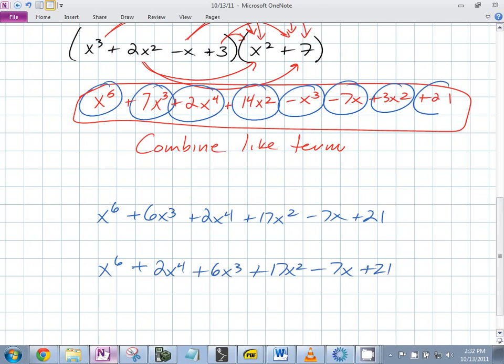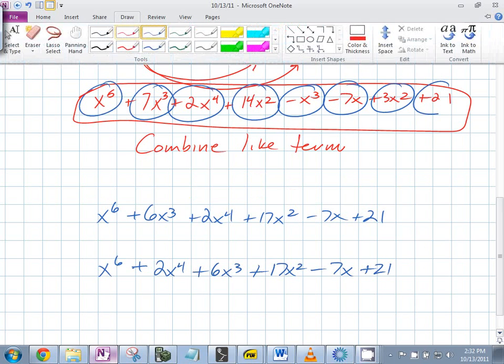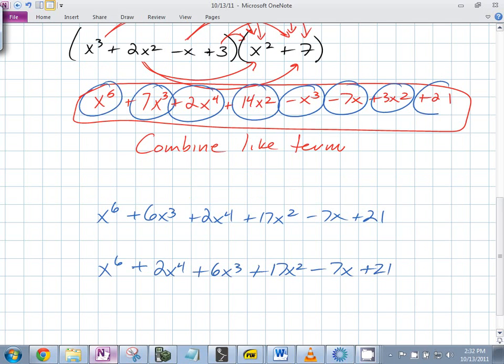So going back to what we had before, if we had this, a sub n x to the n plus a sub n minus 1, x to the n minus 1 plus, all the way down to a sub 1 x to the first plus a sub naught x to the 0. What's a sub naught here? What's the constant? 21. Because what's x to the 0? 1.